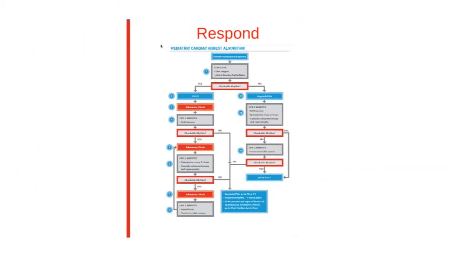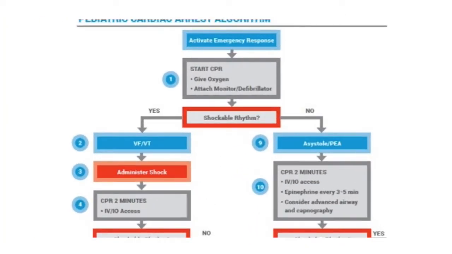Respond with the pediatric cardiac arrest algorithm. Activate emergency response. Start CPR, give oxygen, and attach the monitor and defibrillator. If there is a shockable rhythm, VF or VT, administer shock, do CPR for 2 minutes, obtain IV or IO access, and check again for a shockable rhythm.